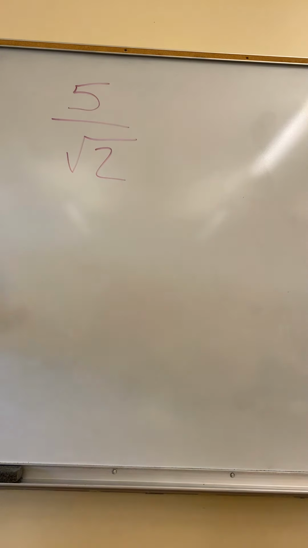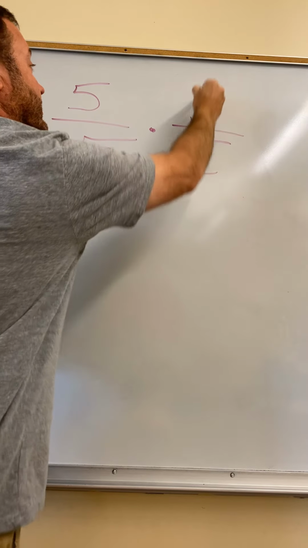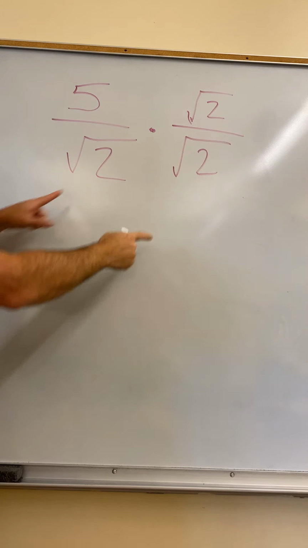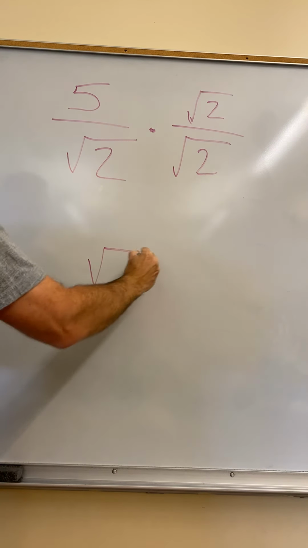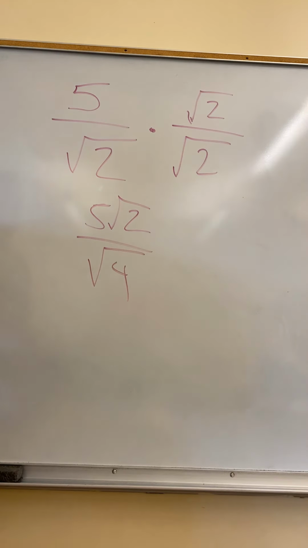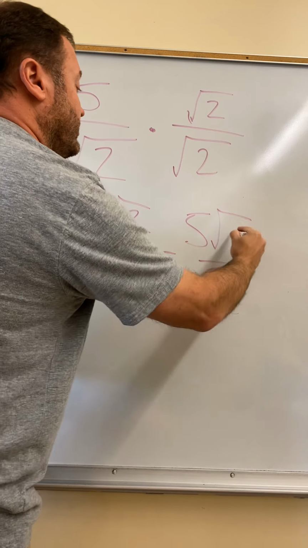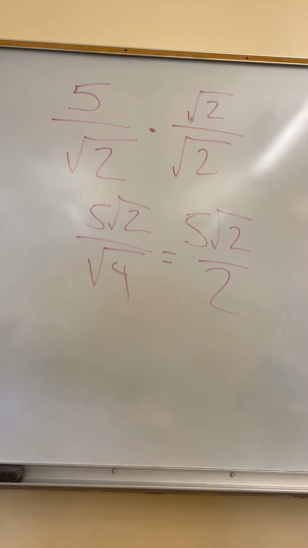Okay, so we have to rationalize the denominator, so we have to get rid of our square root of 2. So multiply by square root of 2 on the top and bottom. 2 times 2 gives me 4, so I have square root of 4. Top is 5 times the square root of 2. But what is the square root of 4? It's 2. So I get 5 times the square root of 2 over 2.